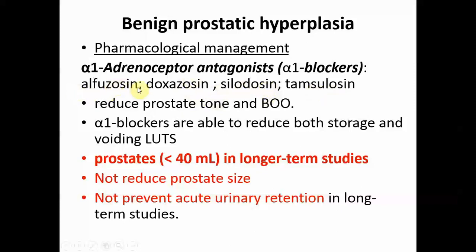The others are not very selective for those receptors. So what is the effect of the alpha-1 blockers in these patients? They can reduce both the storage and voiding LUTS symptoms. But when it is used, of course, the size of the prostate is a very important parameter in the treatment.